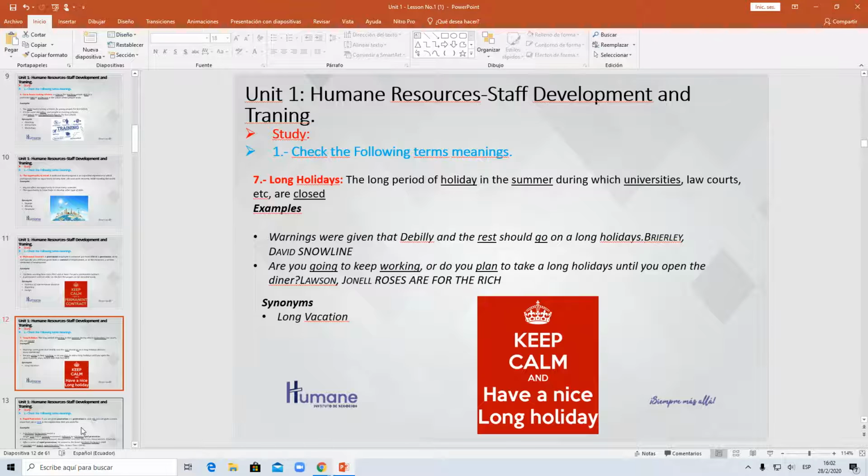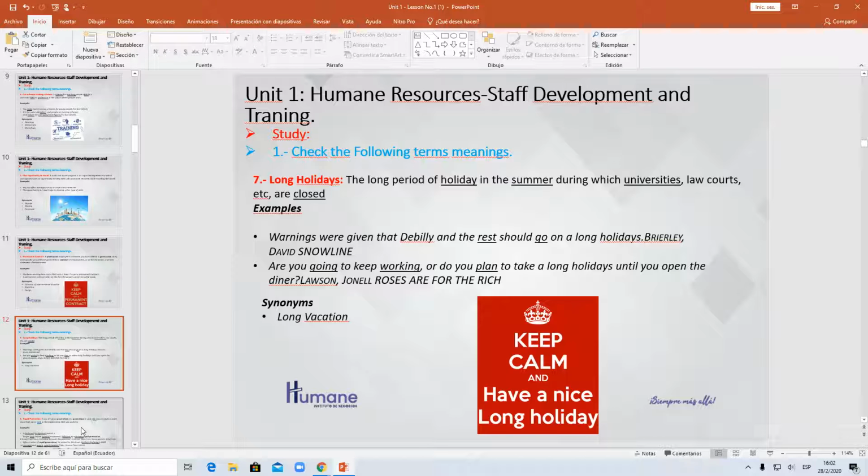Long holidays. The long period of holiday in the summer during which universities, law courts, etc. are closed. Examples of this term could be: "Warning, we're giving that TV line and the rest should go on a long holidays." Really, it's no line. It's an expression giving an article, a business article specifically.